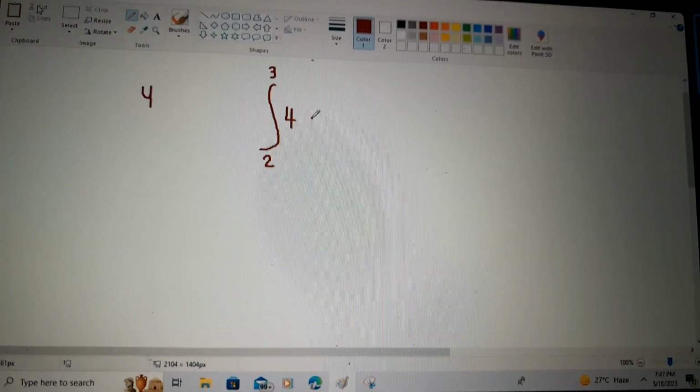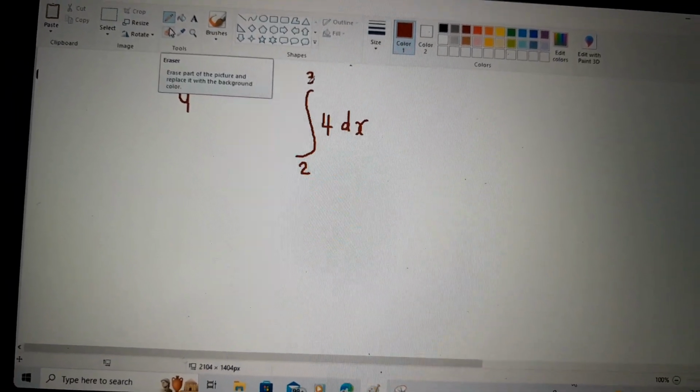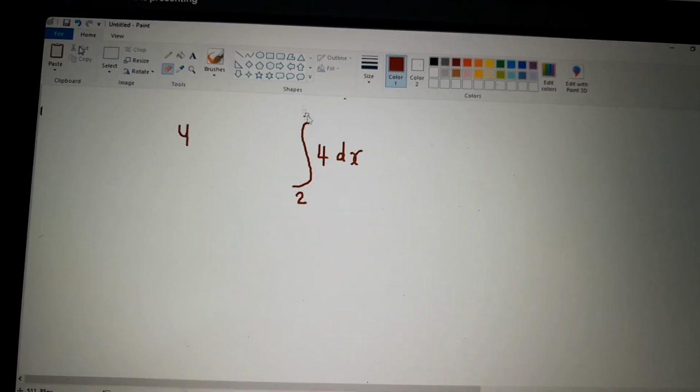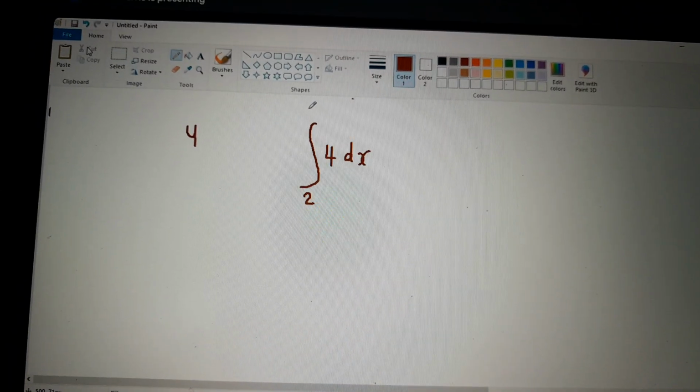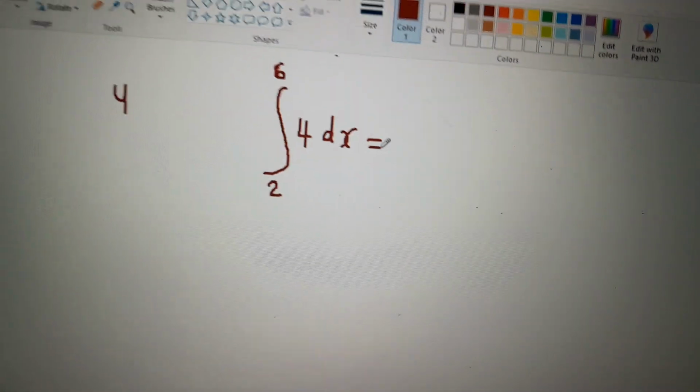4 dx. Let me use 1... no, 2 and 6. Yeah. So let's work this out quickly and I'll explain what's happening.